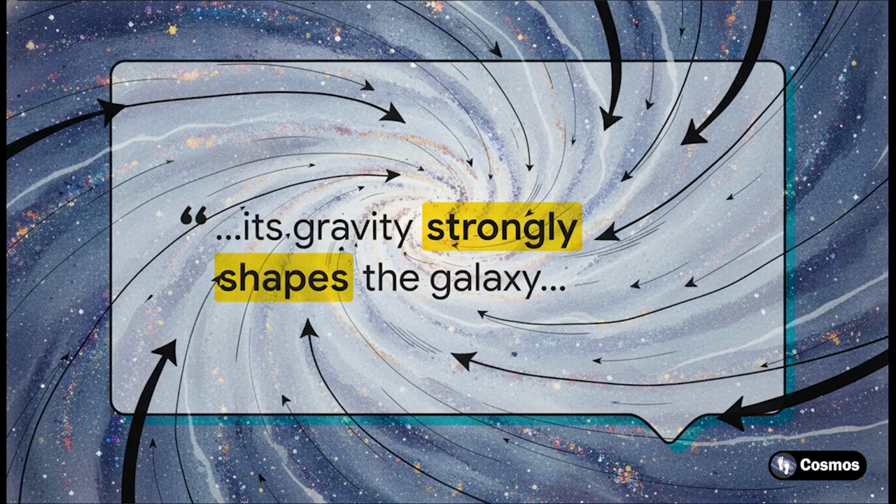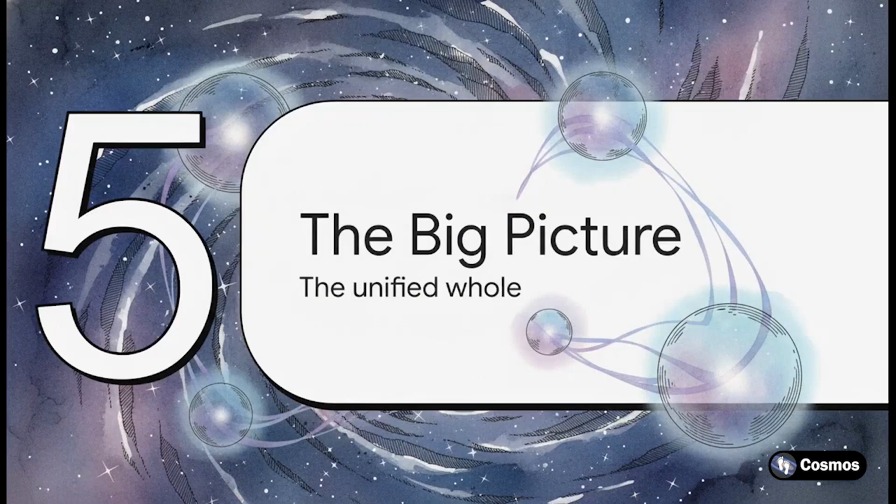As the data points out, its gravity strongly shapes the galaxy. And honestly, that goes way beyond simple attraction. Dark matter provides the essential gravitational scaffolding for the whole shebang. Without this invisible framework, the rotational speeds of the visible disk would literally tear the galaxy apart. It confines the hot, diffuse gas, it dictates the orbital mechanics of the ancient stars, and it holds the entire structure in equilibrium.